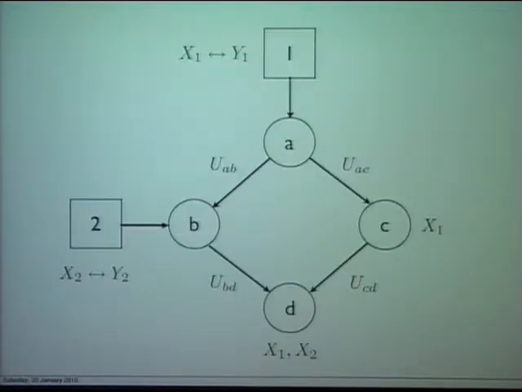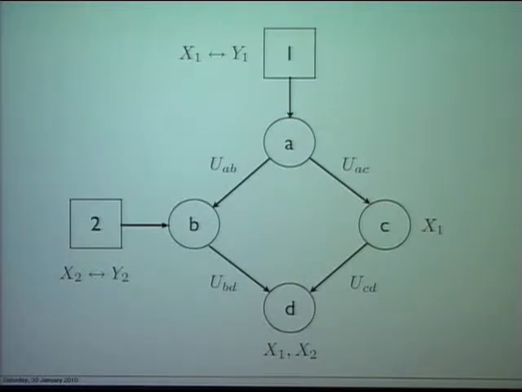So in this case, we have two source nodes, 1 and 2. The random variables that represent the coded transmission on each link are denoted accordingly. For example, from A to B, we denote this by UAB, and so on and so forth. In this case, X1 is generated here, X2 is generated here, and X1 is to be reproduced here, and X1 and X2 are to be reproduced here.